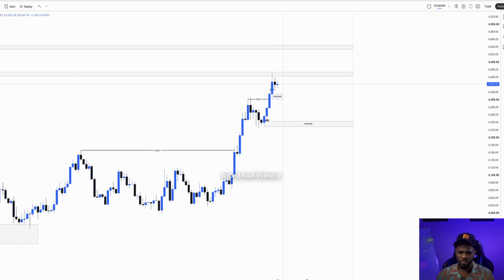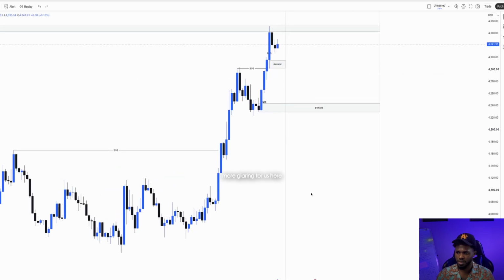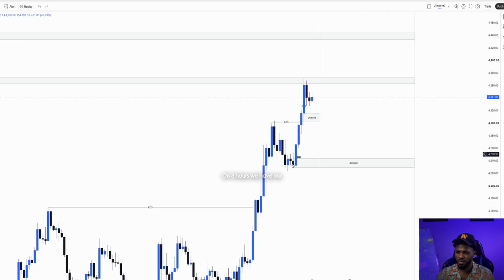And 3 hours is kind of more glaring for us here. On 3 hours, we have our demand resting here, we have our imbalance here. So we see price again reject from this particular resistance zone into this demand on 3 hours, then give us a break above this particular demand zone here.